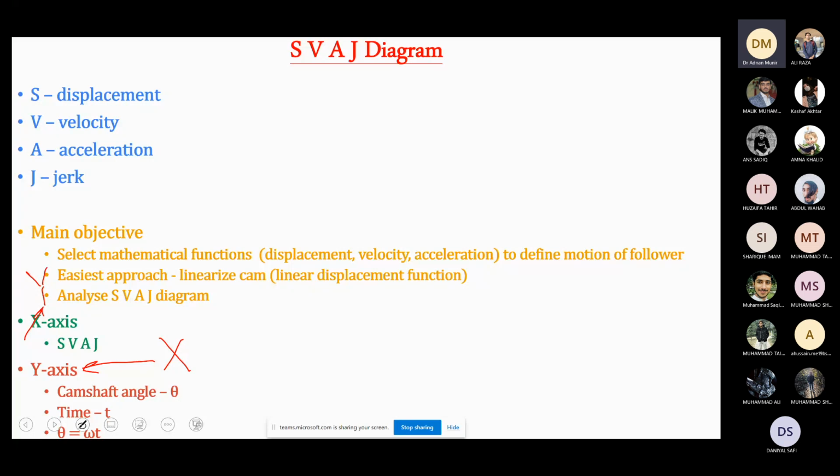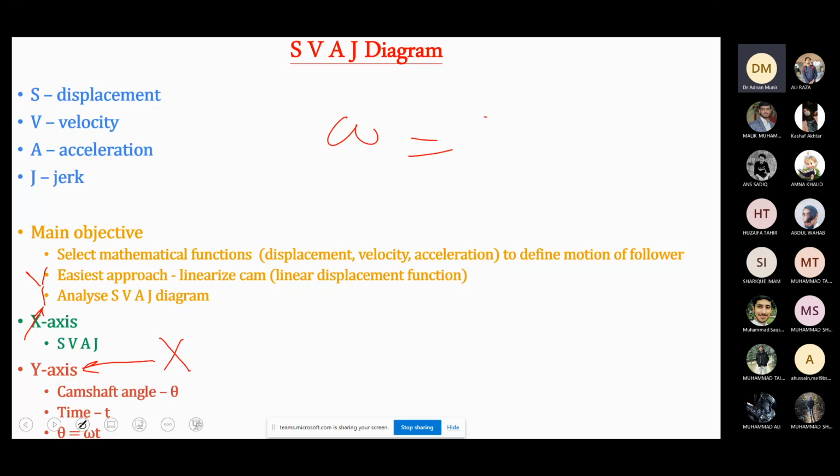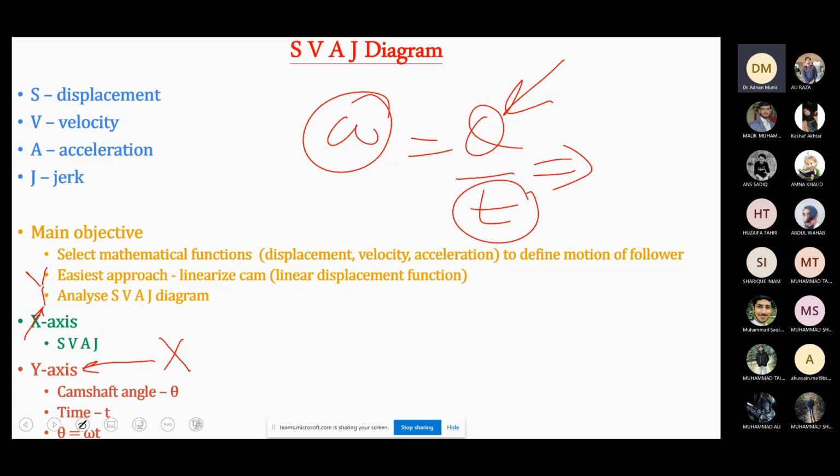Theta is mathematically defined as omega into t, where omega is the angular velocity. We know that omega is theta by t. So in other words, if we know omega, we can work this out with respect to time. So theta in that case will be omega t. So on our y-axis, we have S, V, A, or J. On the x-axis, we have theta. So this is called an SVAJ diagram.